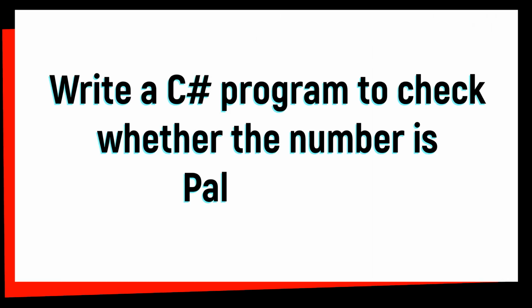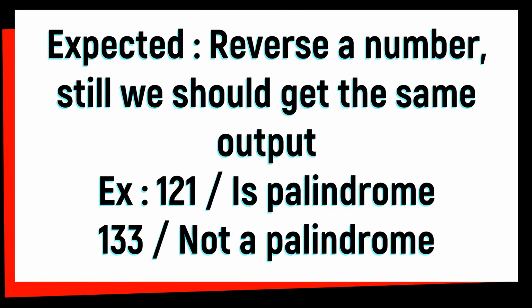Write a C# program to check whether the number is palindrome or not. So what is a palindrome? A palindrome is nothing but when you try to reverse the number, the output matches with the input. For example, you can take 121 as an input. If you try to reverse this number, it matches the same. So it is a palindrome number.